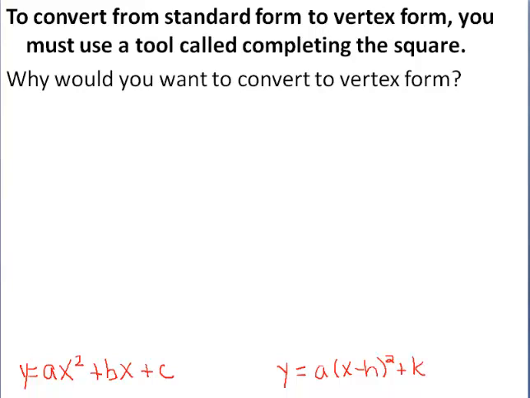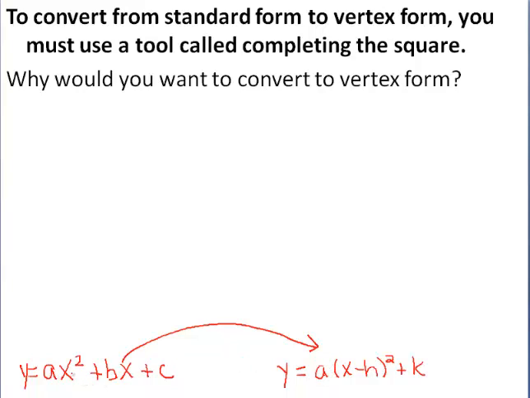Okay, so now let's look at converting from standard form to vertex form. If you look at these two forms down here, I've got standard form here and I've got vertex form here. So somehow I need to get from standard form to look like this with vertex form. So I hope you notice a couple of things. First, the a has been factored out.